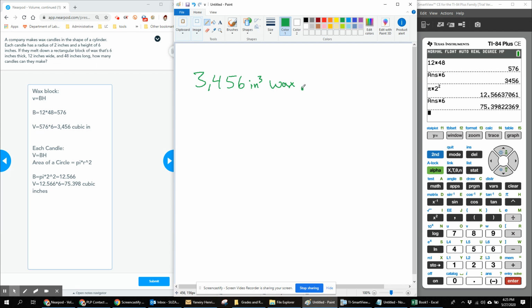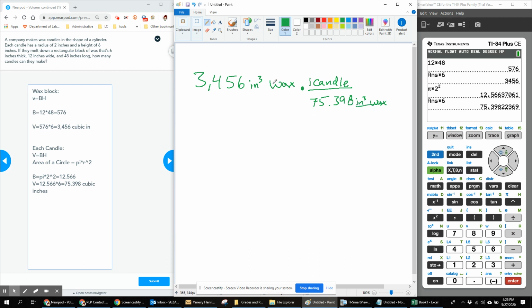So if you're really actually multiplying it, you're dividing it by your rate. So it's times 1 candle per 75.398 inches cubed of wax. That's kind of a weird way of thinking it out, but to me at least, it makes a lot more sense when I can go canceling out units. I want to know how many candles. This is one candle per this amount of wax, 75 point whatever cubic inches.